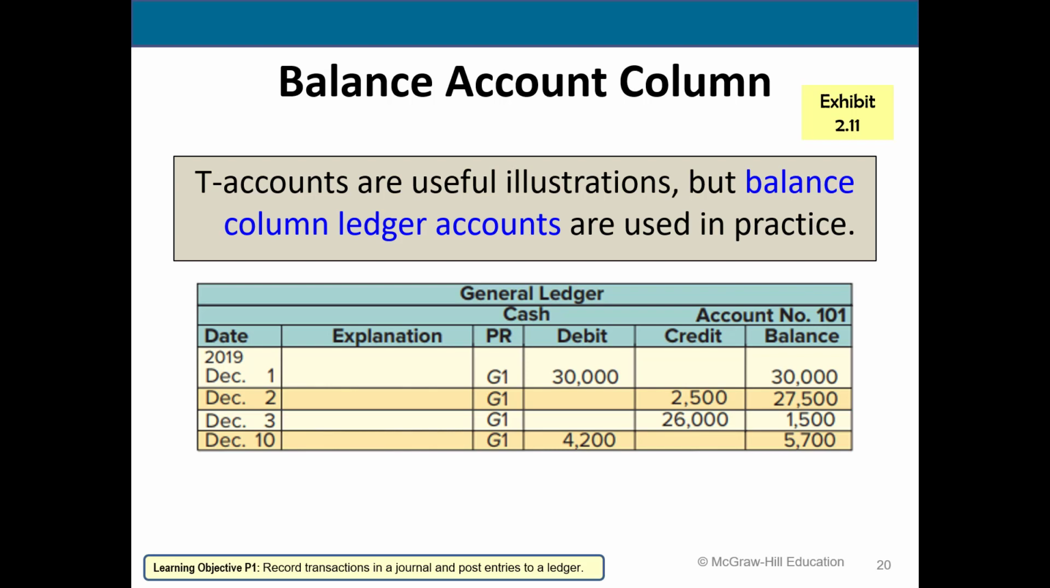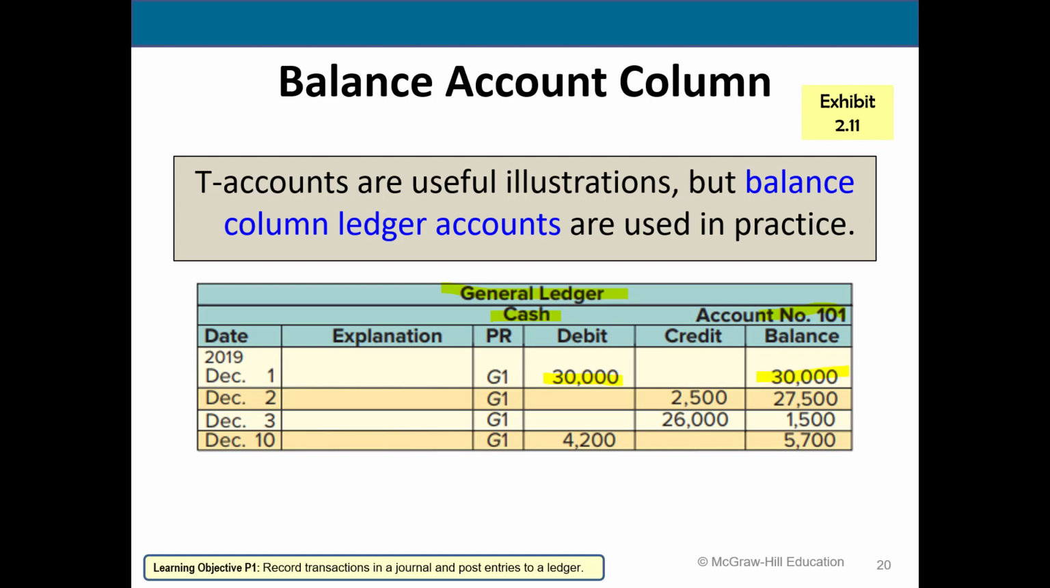So this is a general ledger account for the cash account. You can see the account number here. And we have 3 columns for numbers, a debit, a credit, and a balance. So you would list the journal from the journal entry. We have a debit to cash and bring the balance forward.